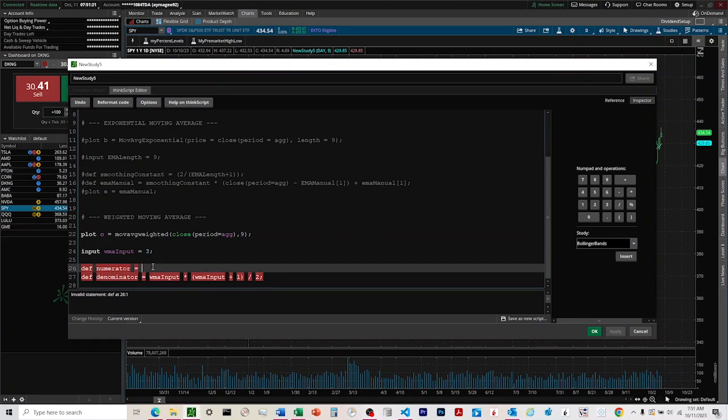Numerator is going to be a little tougher. This uses a fold function. Fold is a loop. So if you're familiar with something like Python, whenever you're doing a for loop, that's sort of what fold is like. We're going to say fold I equals 0 to WMA input. And so what this is going to do is cycle through 3 times. The first cycle I is going to be 0, and it's going to go 0, 1, 2, and it'll stop at 3. We're going to say with S, do S.